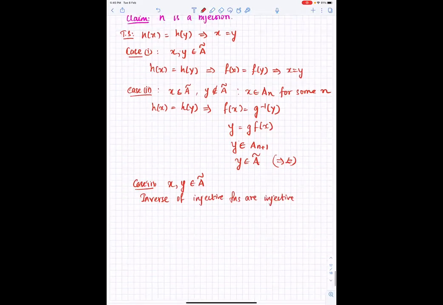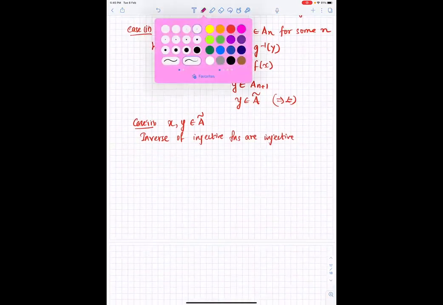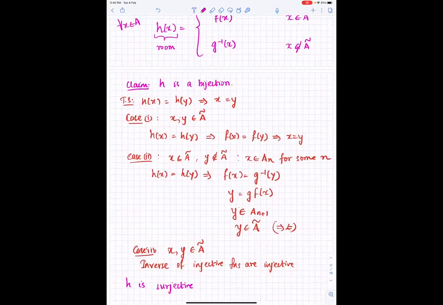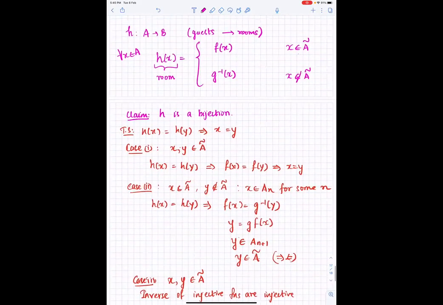So as usual, showing injectivity is easy. Showing that a function is surjective is the hard part. So we need to show that h is surjective. So what does this tell us? So this tells us that there are no two guests sent to the same room. From the injectivity, you know that no two guests occupy the same room. That's what this tells us.